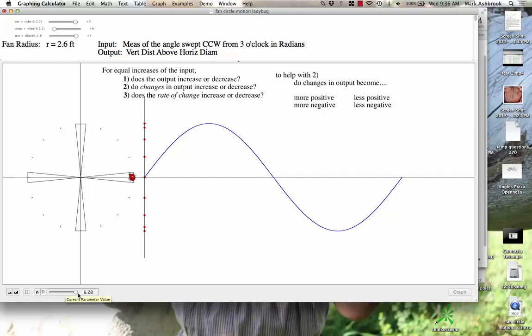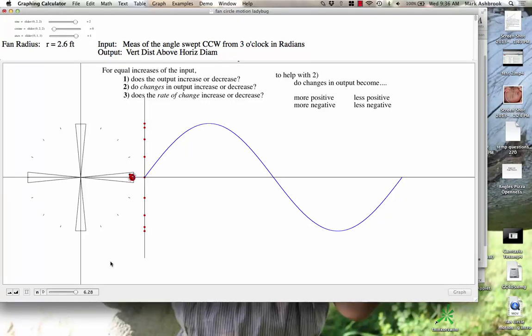So what is this tracking? One full rotation of the bug's vertical distance above the horizontal diameter for one full rotation around. Okay, and so we need a unit for this vertical distance. So we could do feet. If it was feet, what is the highest vertical distance in feet? 2.6, and the lowest? Negative 2.6. We'll do that in a second.